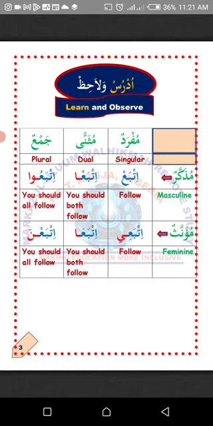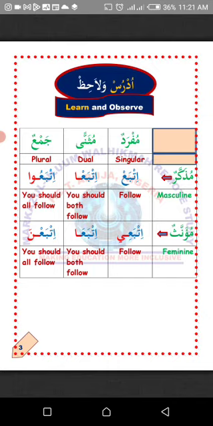So if they are two, all you need to do is to attach alifun to the last letter. Then you give fataha to the letter before it. So the verb itiba will now become itiba'a, which means you should both follow, talking to two male persons.